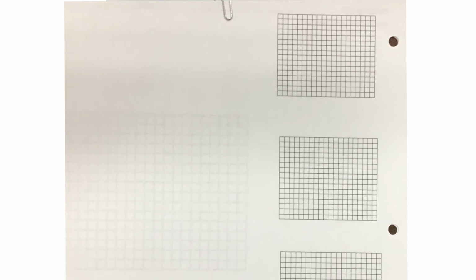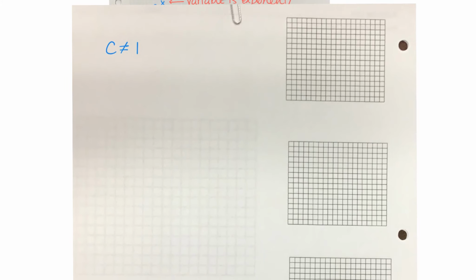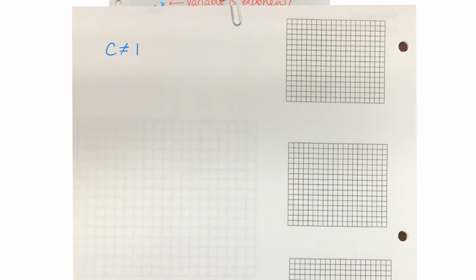Let's see what happens. Remember when we said that C cannot be 1? Let's look at why, like what would happen. So if we had y equals 1 to the x, think about what this would look like if we made a table of values. We would have, let's say, -2, -1, 0, 1, and 2. So 1 to the -2 is 1 over 1 squared, it's 1. And 1 to the -1 is 1. And 1 to the 0 is, well, it's 1. And 1 to the 1 is 1. And 1 to the 2 is, well, still 1.